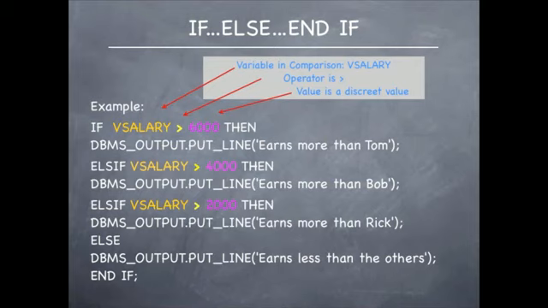In my earlier tutorial on the if statement, I discussed this particular example when explaining the behavior of the if, then, else if statement. I'm repeating it here so that you can understand the similarity between this construct and the searched case statement. The code that's written is: if vSalary greater than 6000, then DBMS output line earns more than Tom. Else if vSalary greater than 4000, then DBMS output line earns more than Bob. Else if vSalary greater than 2000, DBMS output line earns more than Rick. Else DBMS output line earns less than the others. End if.